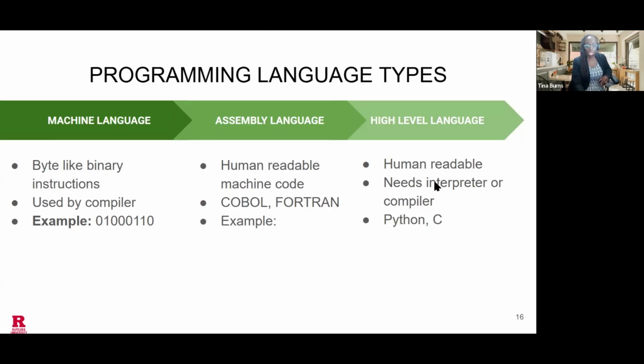We have been working with high level language, right? C. And we already know what machine language is. That's already zeros and ones. Now we're really going to focus on this assembly language portion here, right?